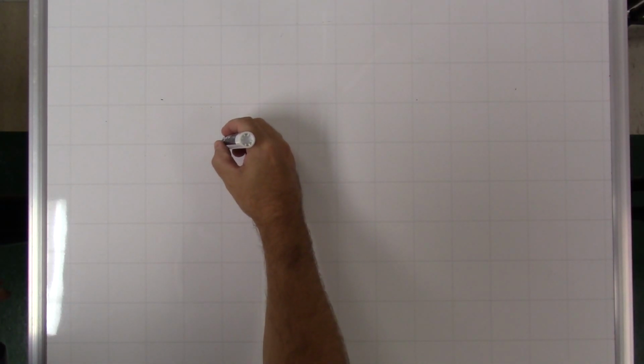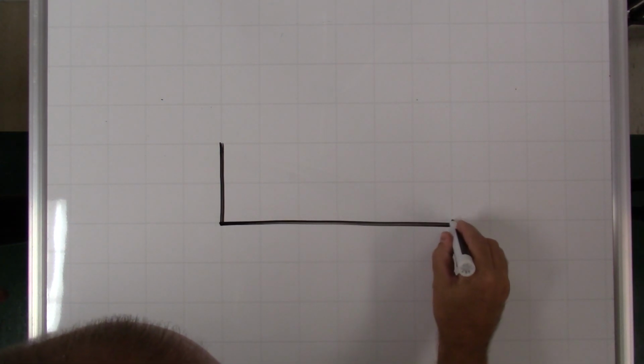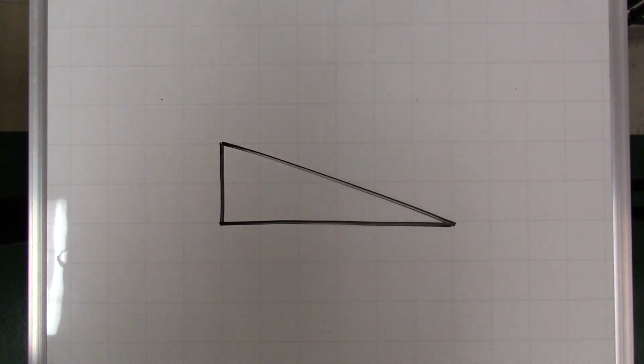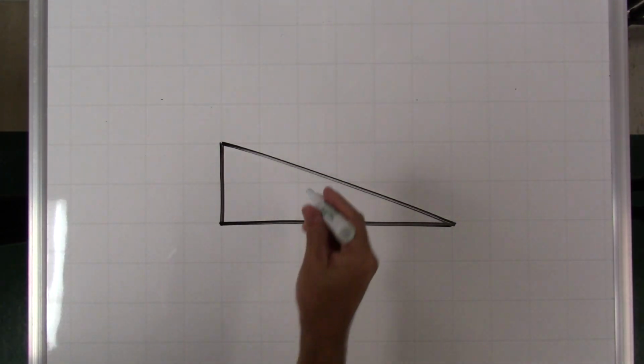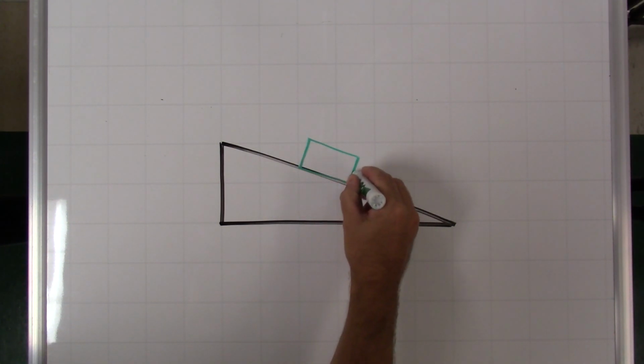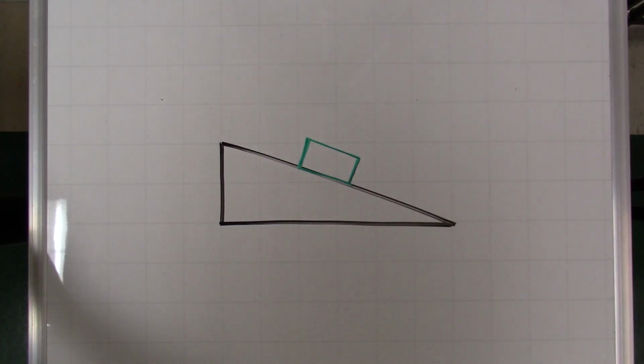Here's how to solve the inclined plane problem. In physics, an inclined plane is basically just a ramp. We're going to take our ramp and put a block on it. In this particular case, the block remains motionless, which means the acceleration and the velocity are both 0.